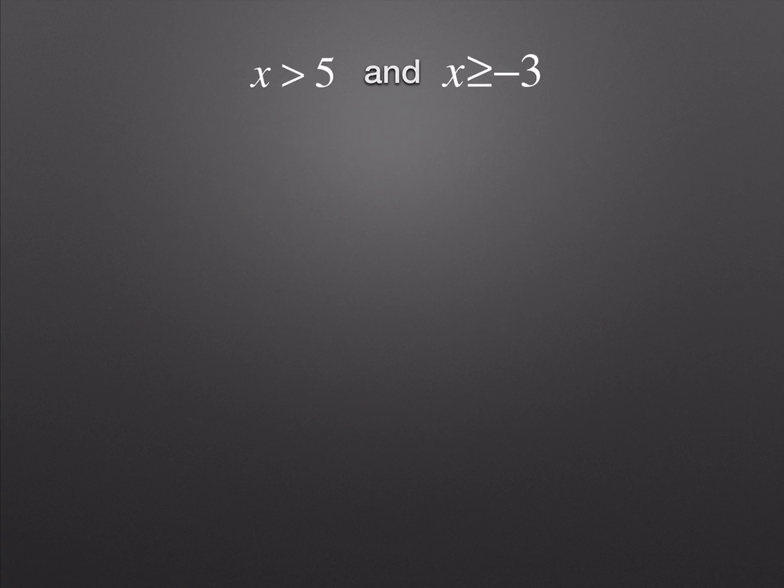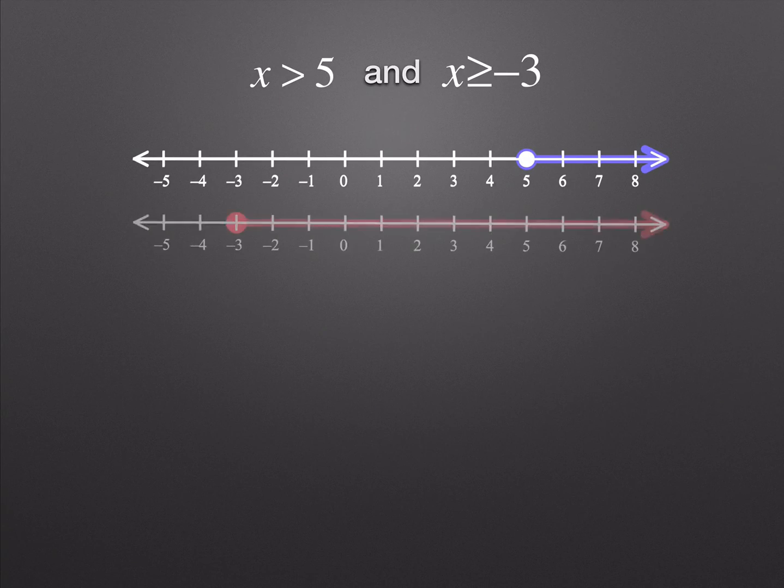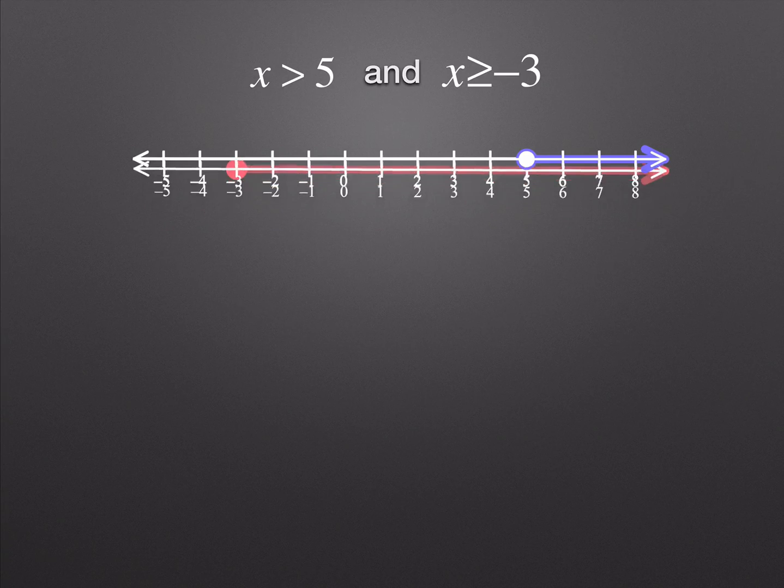Here's another example. Let's look at x greater than 5 and x greater than or equal to -3. So I'm going to graph it. Again, I'm going to start with x greater than 5, open circle at 5, going to the right. Here's x greater than or equal to -3. Remember, we don't really put them on two graphs. We put it on one graph.